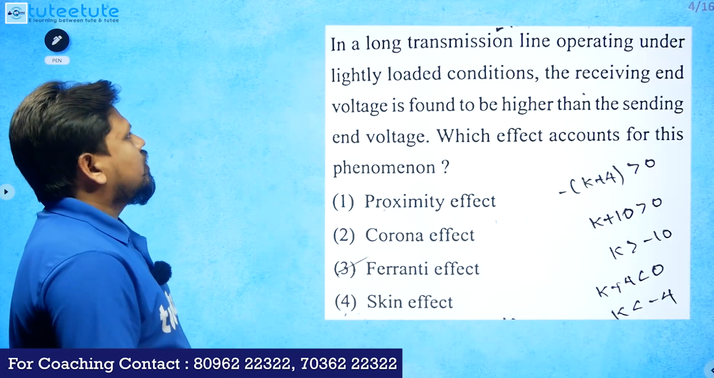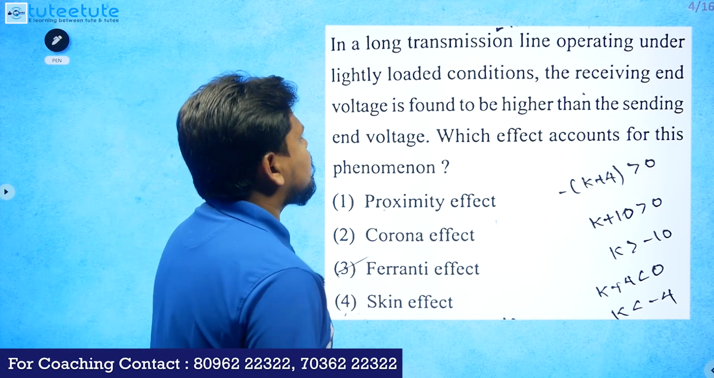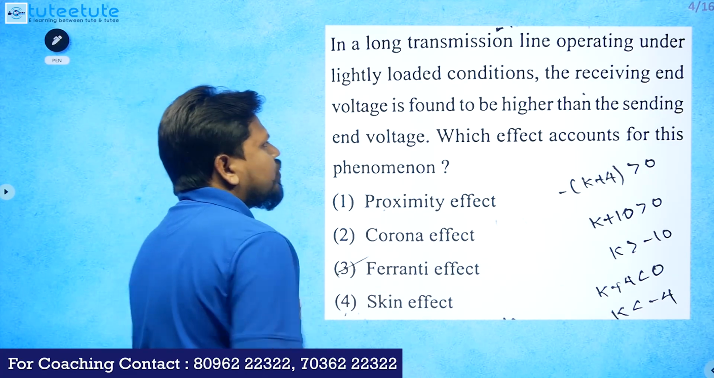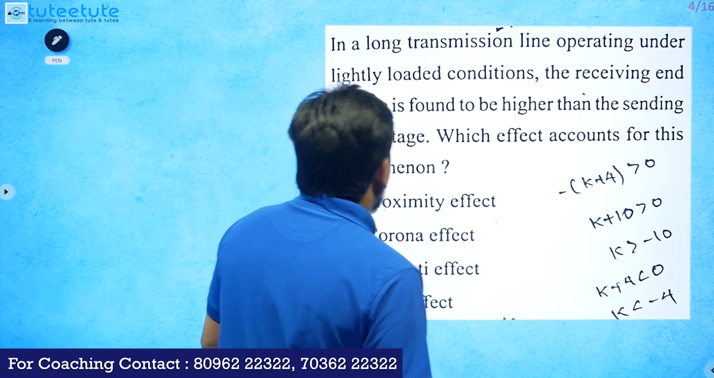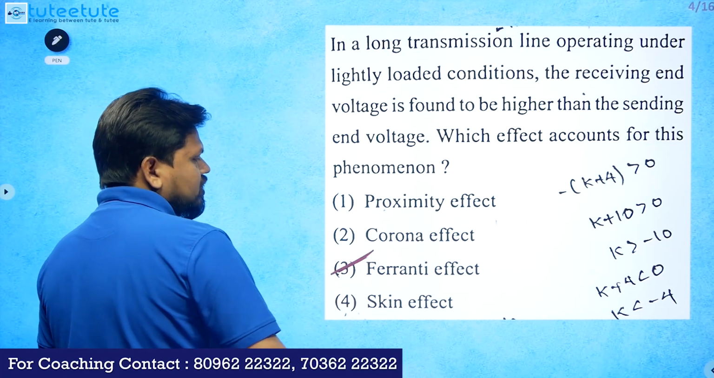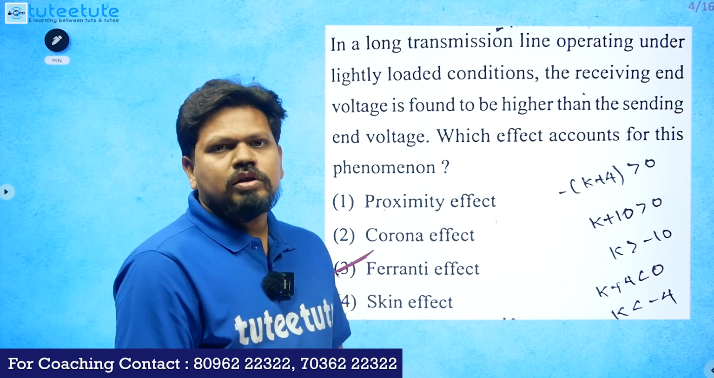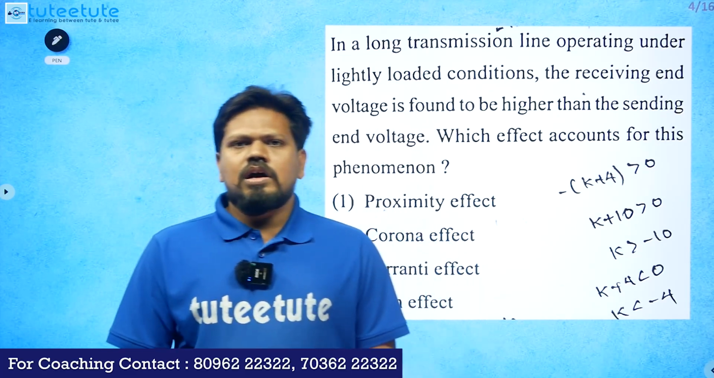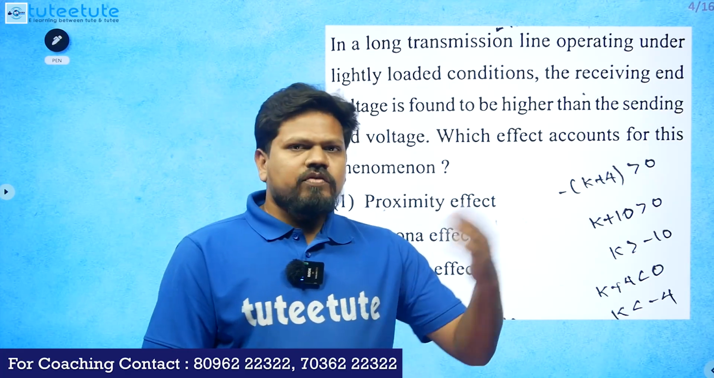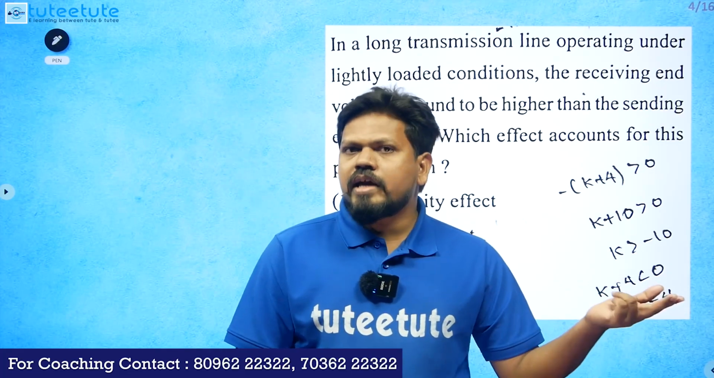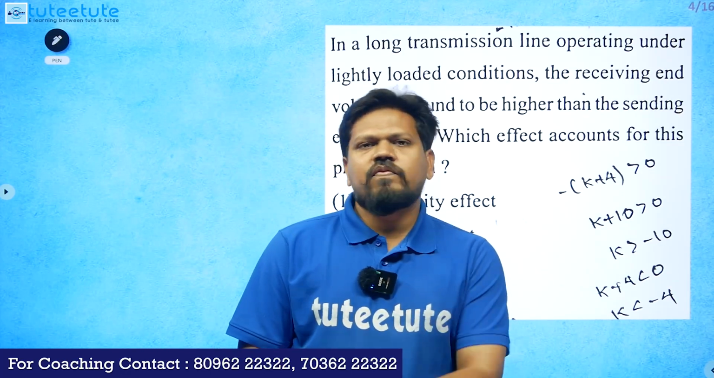Next question. In a long transmission line operated under lightly loaded conditions, the receiving end voltage is found to be higher than the sending end voltage. Which effect accounts for the phenomenon? The answer is the Ferranti effect. We already discussed this in the first question. What is the Ferranti effect? Under no load or light load condition, the receiving end voltage is greater than the sending end voltage. That effect is called the Ferranti effect.